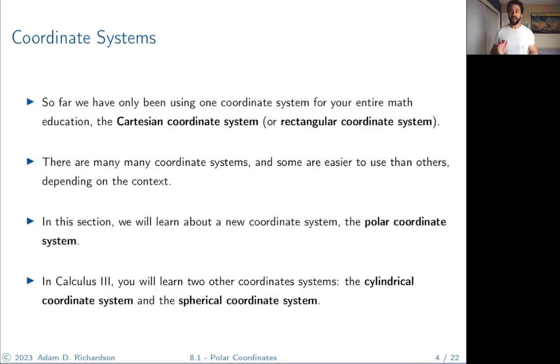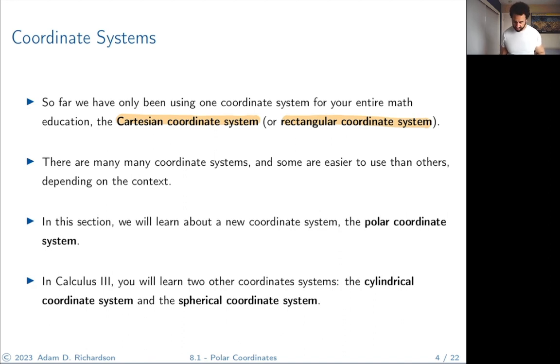Okay, so far we've been using one coordinate system, and this is what you've been using for your entire math education. That's called the Cartesian coordinate system or the rectangular coordinate system. So this is the one with the XY plane, right? Where there's an X coordinate and a Y coordinate. This is something you're very familiar with. There are actually many, many different coordinate systems, and some are easier to use than others. It really just depends on the context. And that's one of the reasons we're going to learn a new one today.